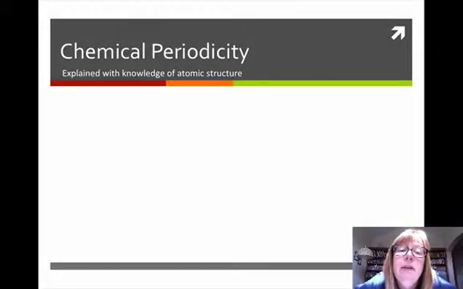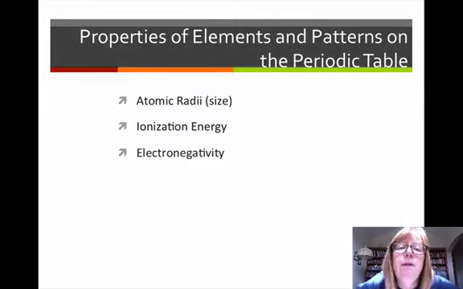Hi, today we're going to look at chemical periodicity, and we are going to use our knowledge of atomic structure to try and explain some of these patterns. So first of all, the properties of the elements and the patterns that we're going to look at today come from the periodic table. We're going to look at the atomic radii, ionization energy, and electronegativity. We'll also define all of these properties and look at the periodicity patterns on the periodic table.